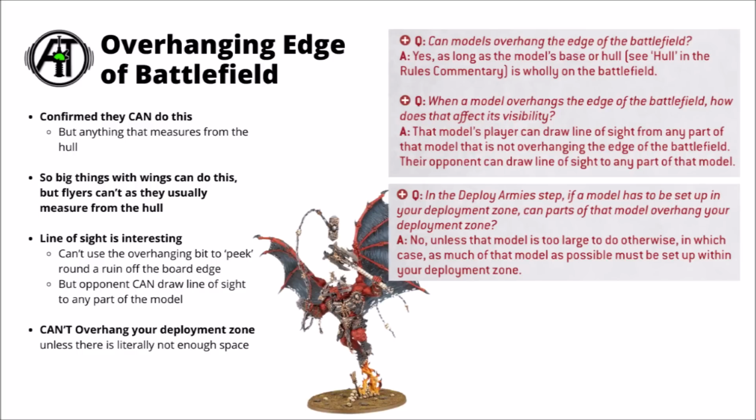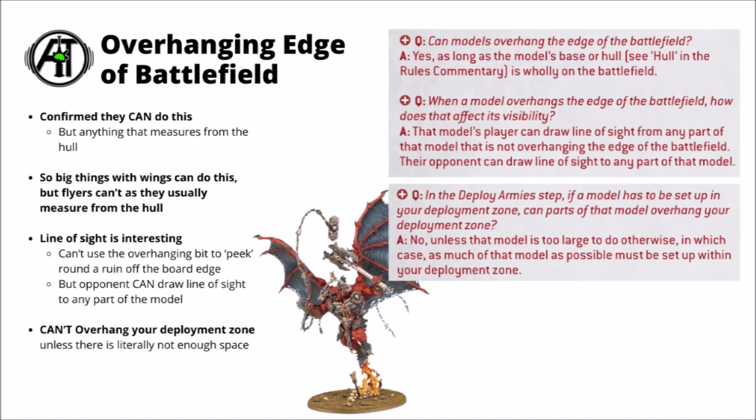But they also had a few FAQs dedicated to it, asking about whether or not you could overhang the battlefield edge or your deployment zone. For the battlefield edge, the answer is yes, you can overhang the battlefield edge a little bit, but you still have to have either the entirety of your base on the board, or for vehicles you have to have the entirety of the hull on the board. But it does mean that things like this Bloodthirster could have part of their wings technically off table, I guess.